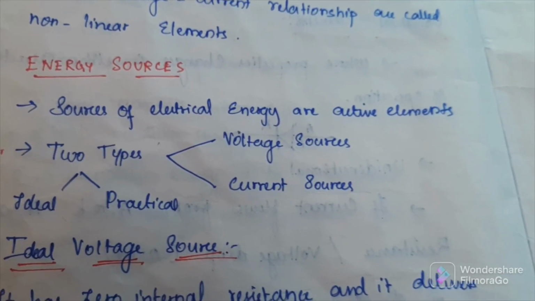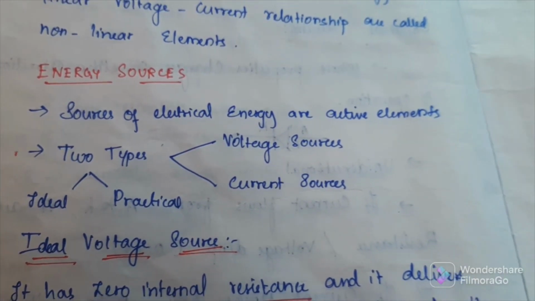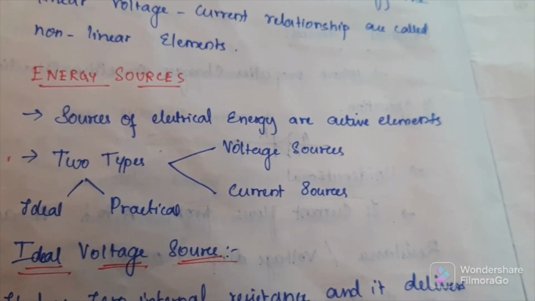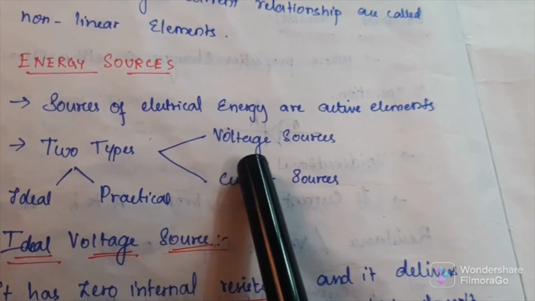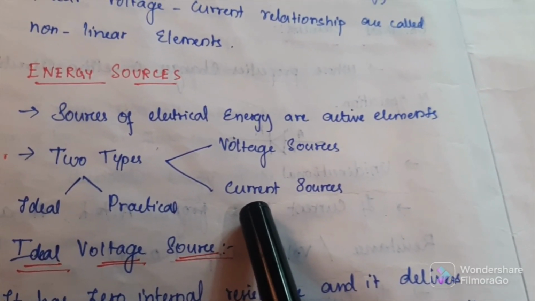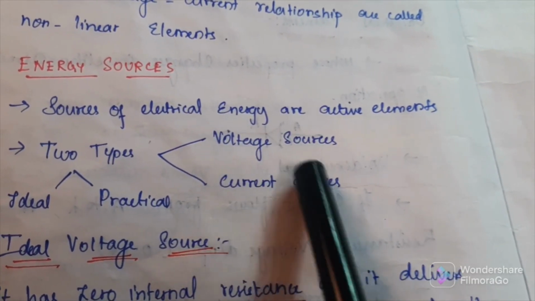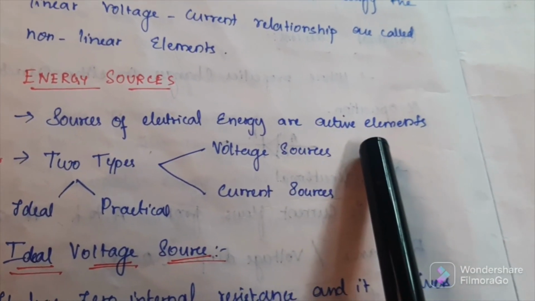Energy sources. Sources of electrical energy or active elements. So already I have told the examples of active elements are voltage source, current source and operational amplifier. So these are all active elements. So voltage source and current source are active elements.